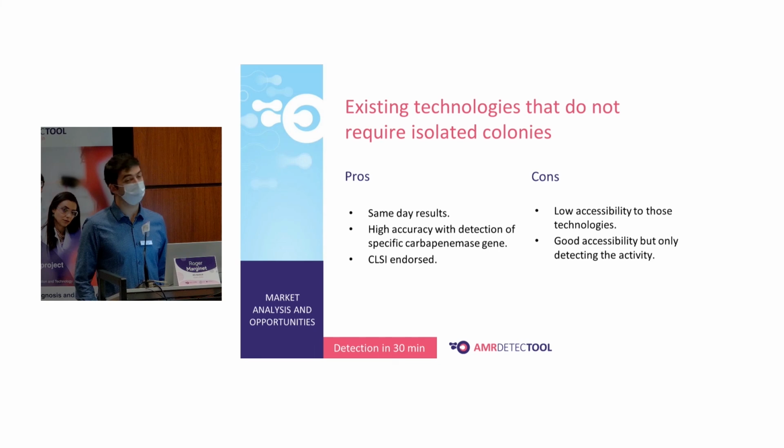On the other side, they have some pros also. Even if they are expensive, they have same-day results, which is the same as we are doing with the detect tool. They have high accuracy with detection of specific carbapenem genes, and they are endorsed and they are the gold standard. Most of those pros are the same as we have with the detect tool. We have same-day results and a very good accuracy, and we managed to not have the cons that those technologies have. The price will be way lower. We will not have a big machine that will need maintenance or a big upfront purchase. So in the end, we're having a diagnostic that will have the same pros and will not have the problems of the current technologies.